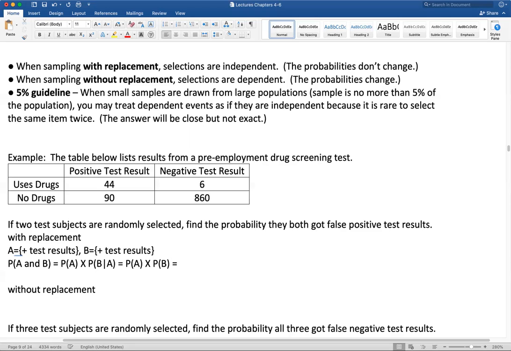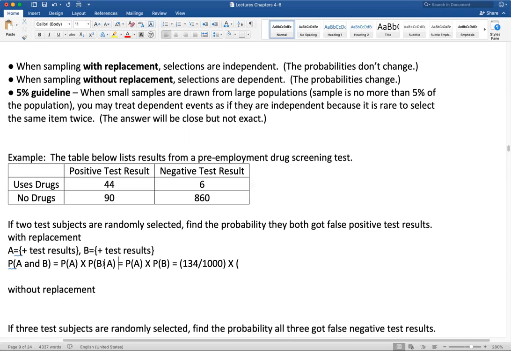Okay. So what's the probability of A? That means the probability that we choose a person who had a positive test result: 134 over 1,000, right? So 134 divided by 1,000. And then times the conditional probability that in the second choice we choose a person given that we chose a person who had a positive test result in the first.